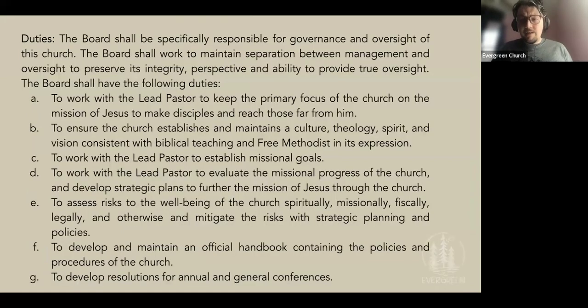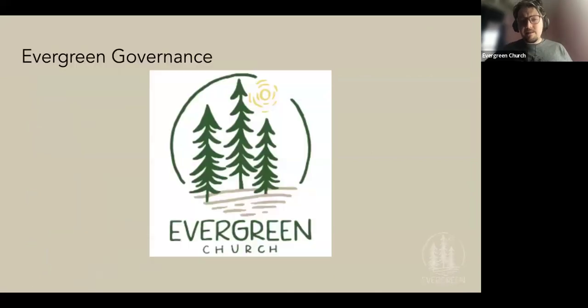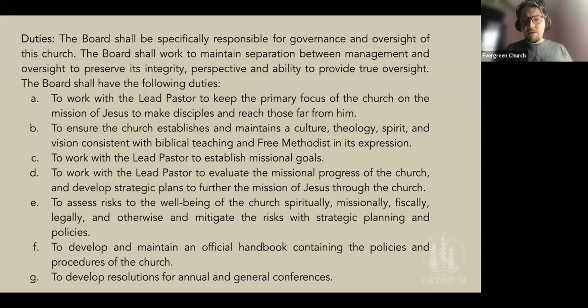So the board. Again, we have pastors. Pastors are appointed, as I talked about, to the church. We're members of the conference, not of the local church. And so the board of administration serves as the governing body. I serve on that as the non-voting chair.